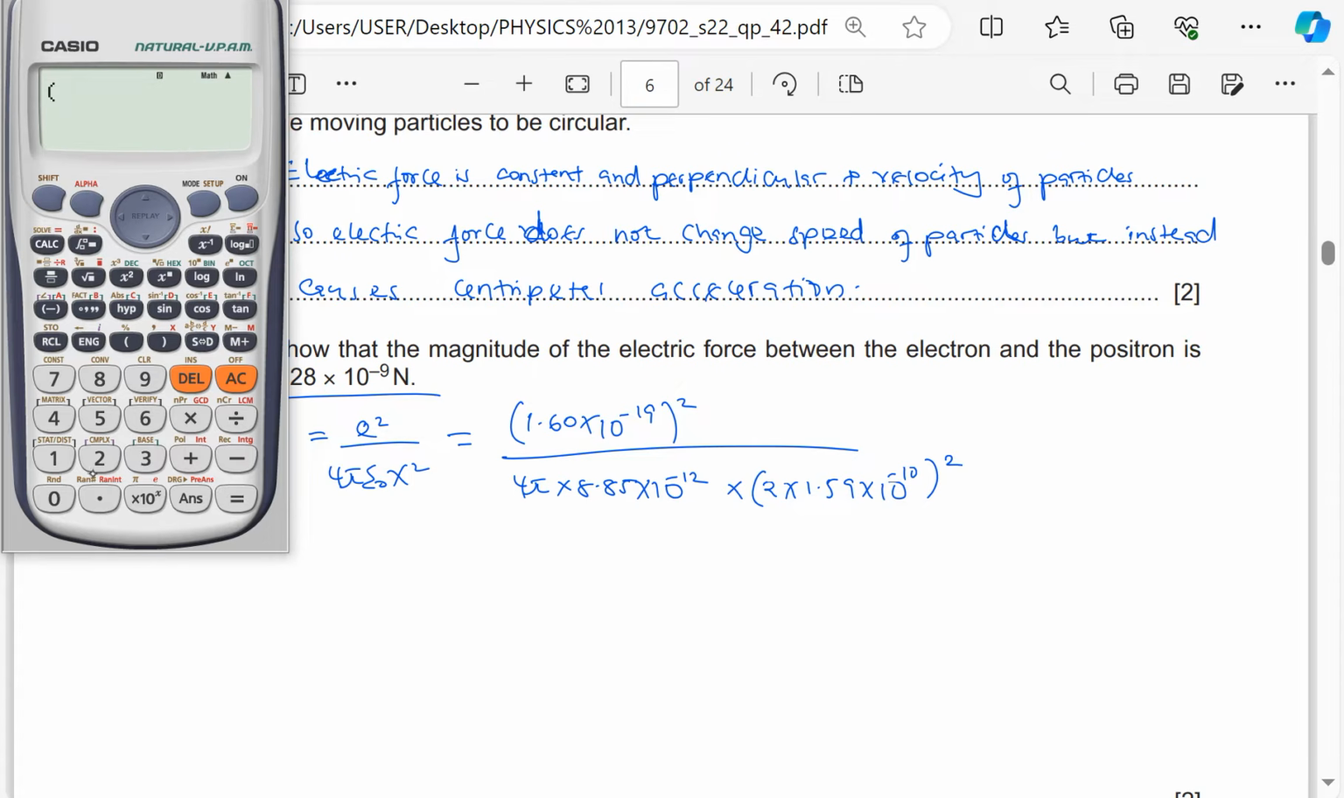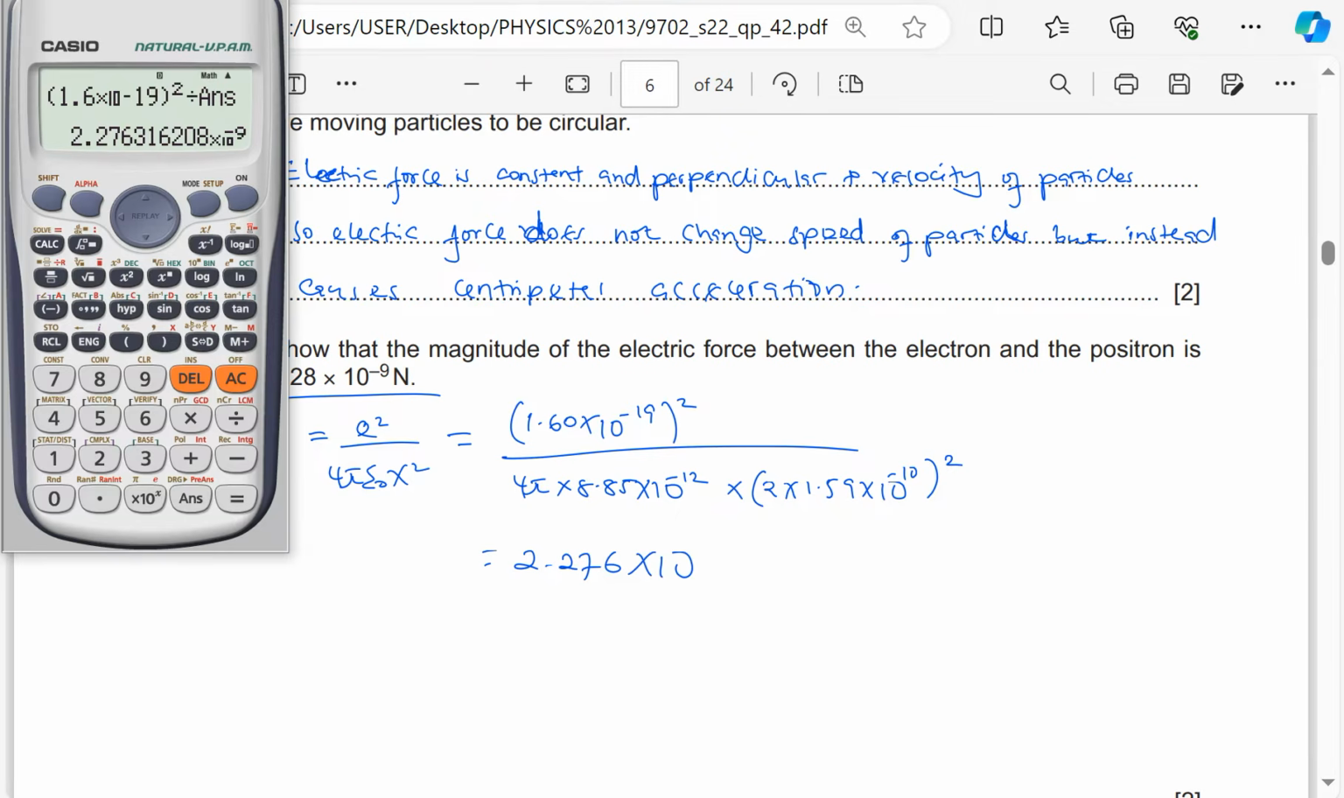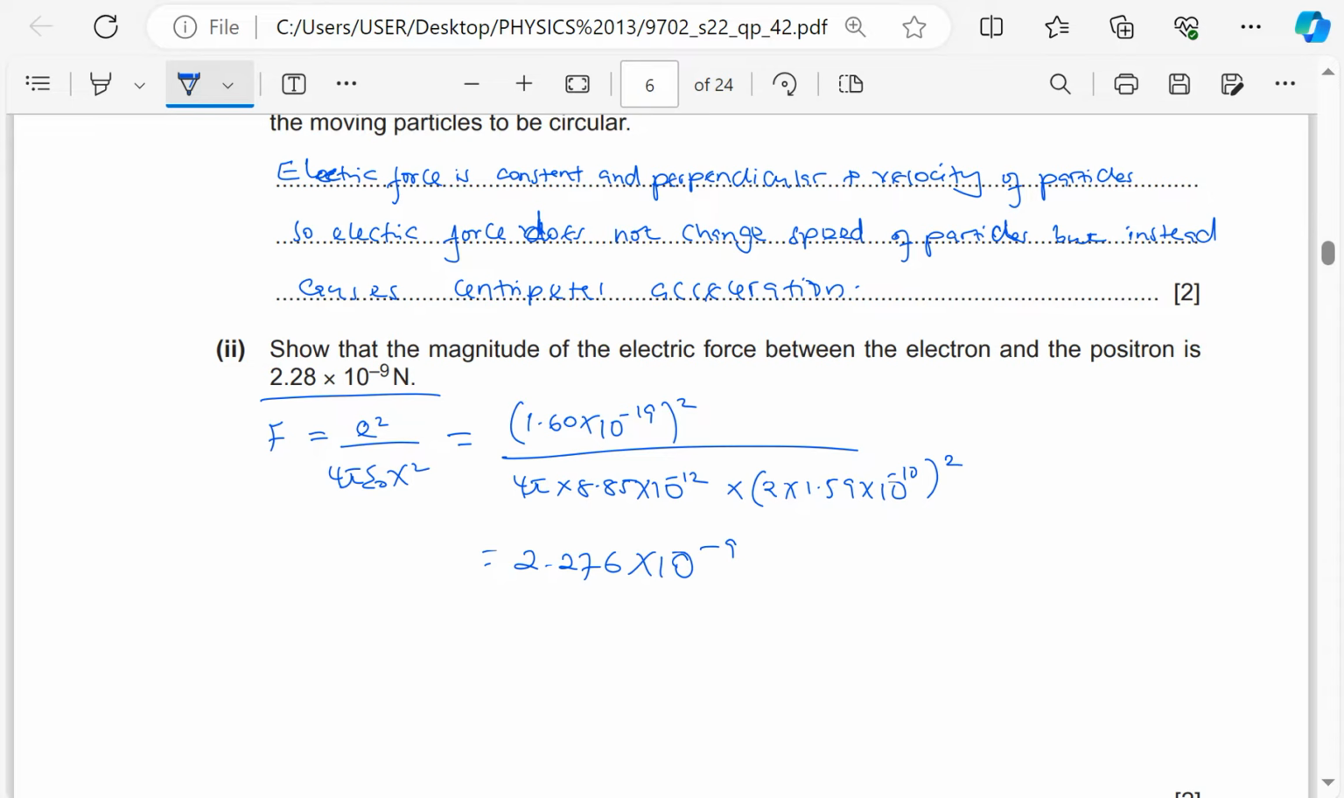Then I'll get the numerator, which is 1.6 times 10 to the power of minus 19, squared, and I divide by the answer. So this is giving me 2.276 times 10 to the power of minus 9, or approximately 2.28 times 10 to the power of minus 9 newtons. Okay.